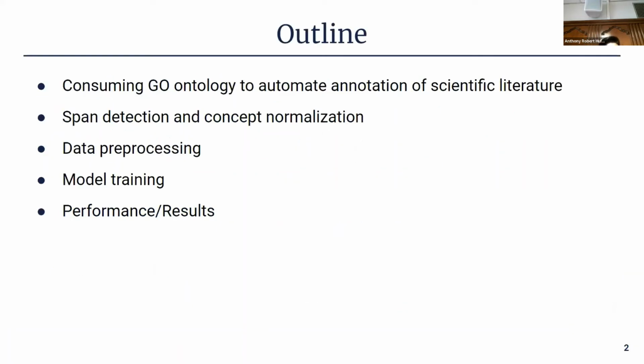I'll briefly be talking about the consumption of Go ontology here to automate the annotation of scientific literatures. Also briefly talk about the steps that are generally taken in automated annotation. I'll also be talking about data pre-processing and model training, and finally the results or the performance of the model itself.